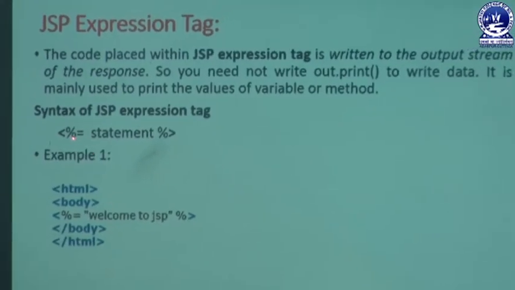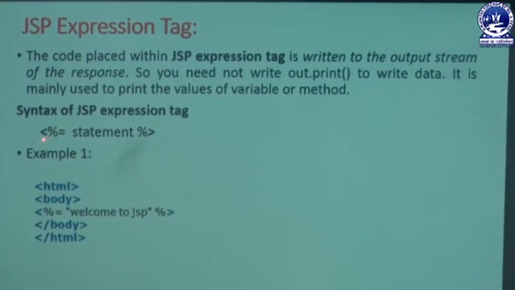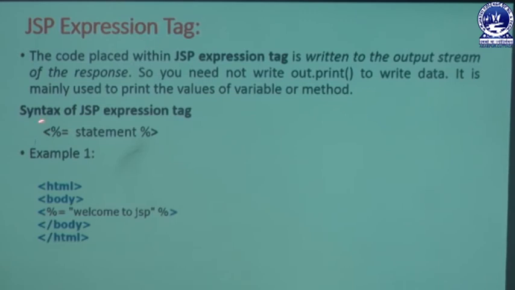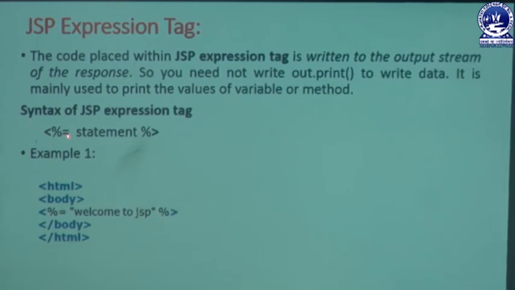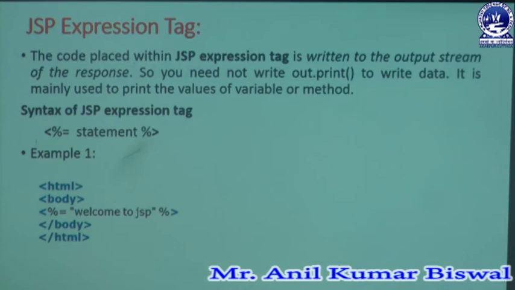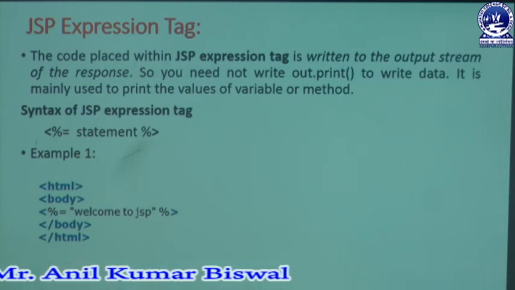Here in that slide we write the syntax: we take the percent sign followed by equals, which is the signature of the expression tag. With the help of that, we can write the statement we want to evaluate, then we end the expression tag with a percent sign followed by the right angle bracket. That is the syntax of the expression tag. Instead of out.println, if we write this expression tag, we directly get our result in our web browser.